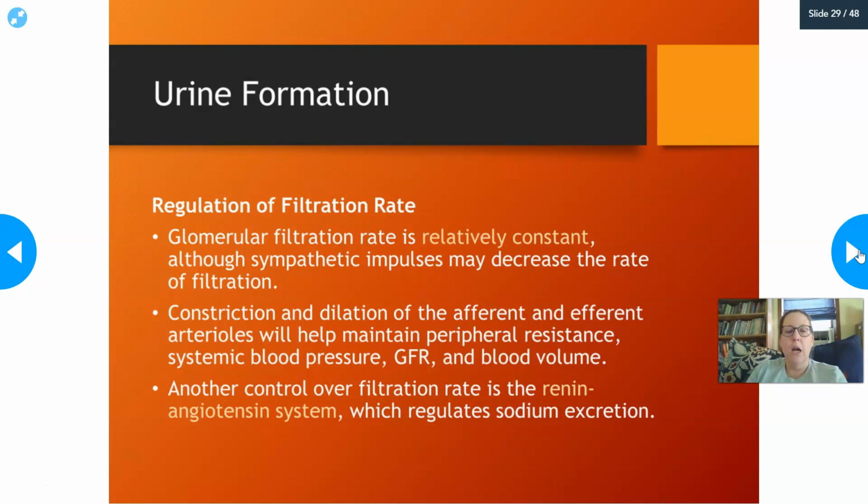That's sympathetic. Constriction and dilation of the afferent and efferent arterioles, of course, can help maintain peripheral resistance, systemic blood pressure, glomerular filtration rate, and blood volume. So it's trying to do a fine dance between maintaining all of those, having enough blood pressure, and also enough blood volume, and also filtering out. But if it has to stop urine production to maintain blood pressure and blood volume, it will. It will do that. So another control over filtration rate is the renin-angiotensin system, and that regulates sodium excretion.